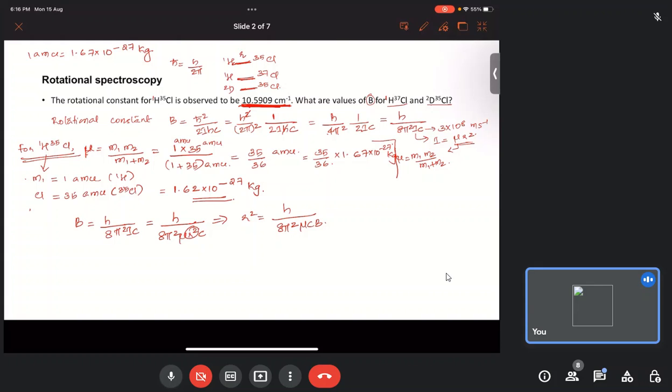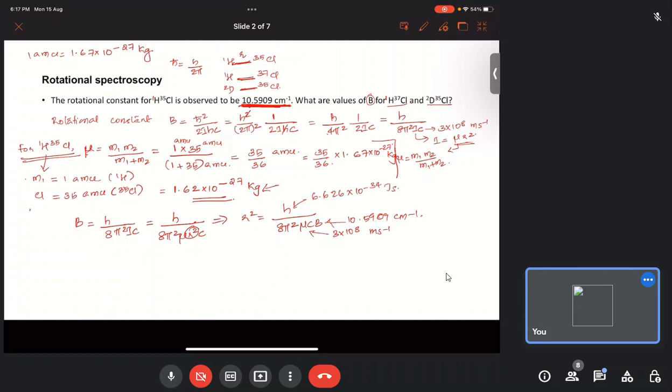Now we have to substitute all the values. We know what is mu, which we have calculated here. We know what will be there for h. h is 6.626 into 10 to the power minus 34 joule second. B is in centimeter inverse, so this is 5909 centimeter inverse. We know what is c. So we are supposed to find what is R square. c is 3 into 10 to the power 8 meter second inverse.